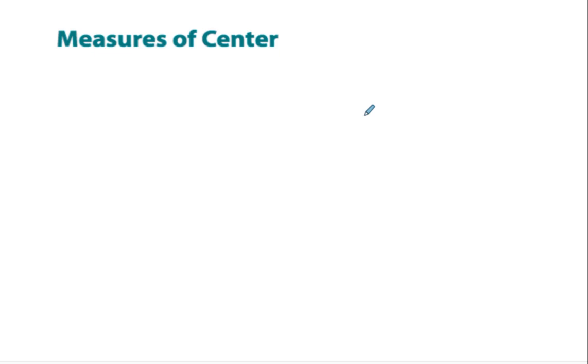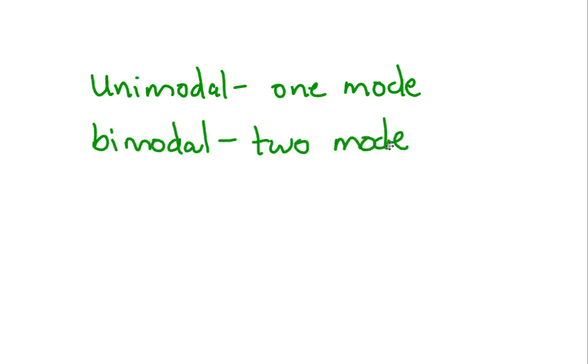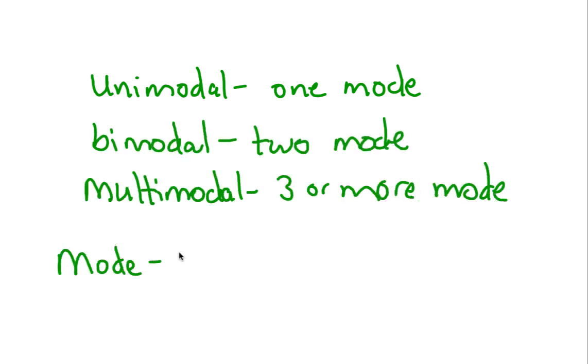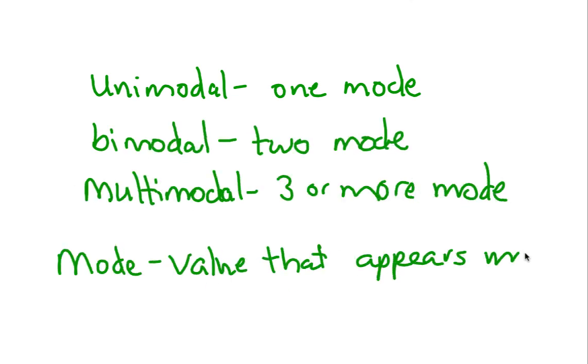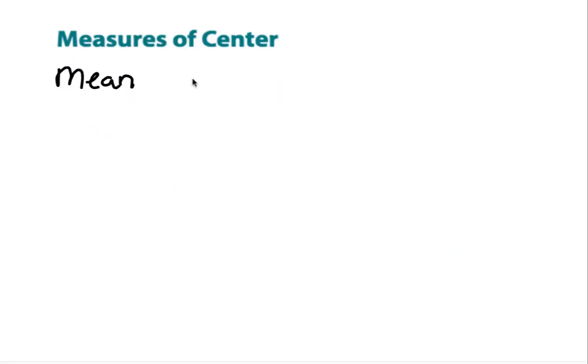In today's video, we're going to discuss the measures of center. The three most common measures of center are mean, median, and mode. Now, mode, as you know, is the number that occurs most often. A distribution might be unimodal, and then it has one mode, bimodal, that it has two modes, or multimodal, it might have multiple modes. Let's review how to calculate mean and median.